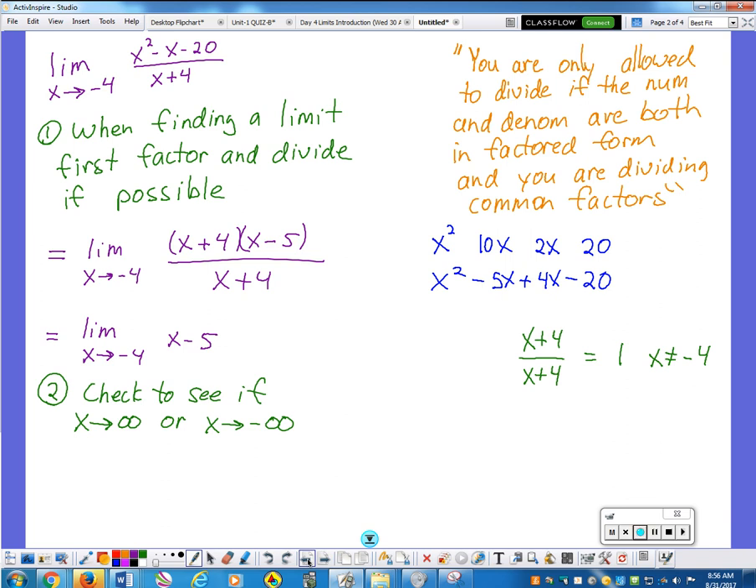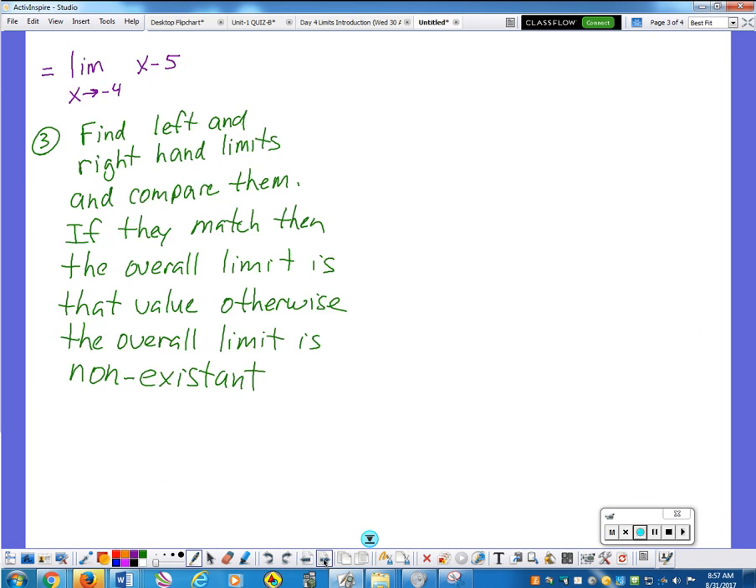Okay, next thing, we've got a few more minutes before we pass out the tickets. Back here, look here. Step 2 is check to see if the x value of the limit is approaching either infinity or negative infinity. So we're going to do another example now. Make sure you don't blend these two examples together.